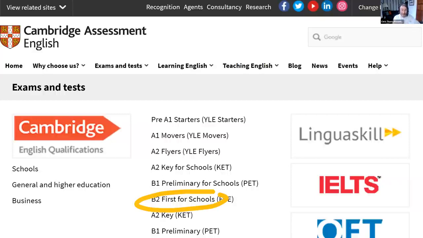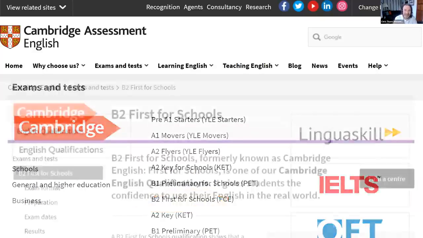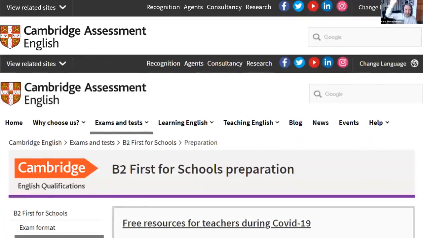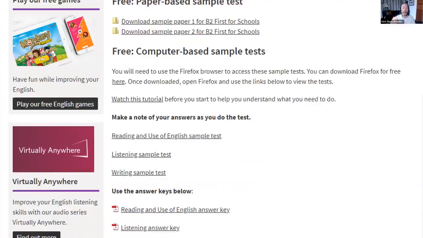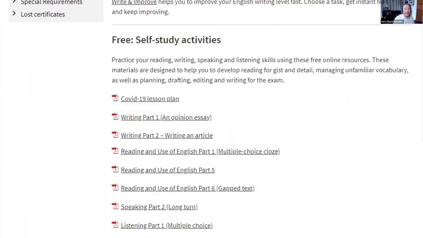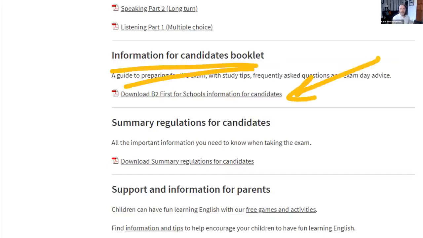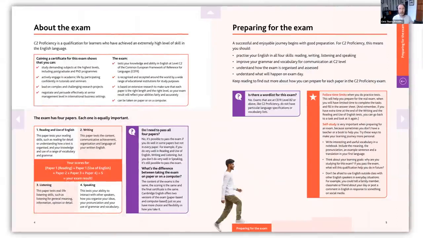Okay, and then go to preparation. Choose your exam. Choose the level of exam you're doing. And then preparation, scroll down the page, and about halfway down you'll find this section here, information for candidates booklets. Tap on the link, that will download to your device and you are good to go.